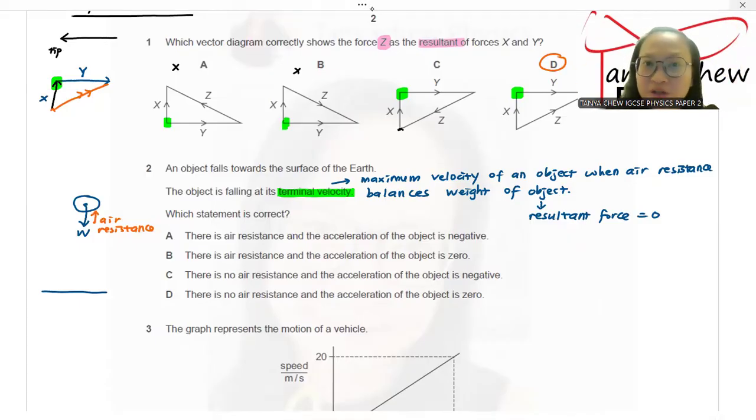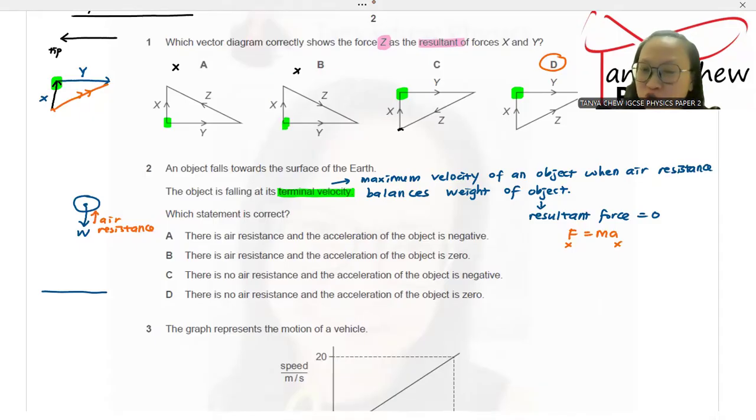So when the resultant force is equal to zero, F equals ma. No resultant force, no acceleration. Maybe you wonder, why do I define terminal velocity as maximum velocity?